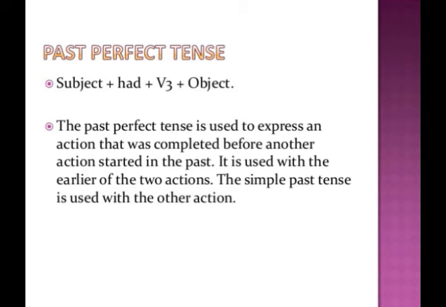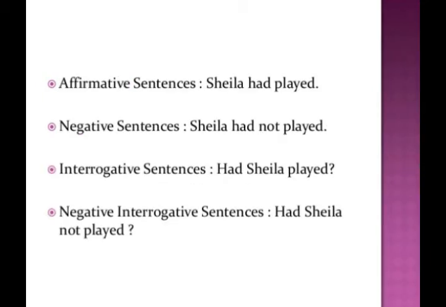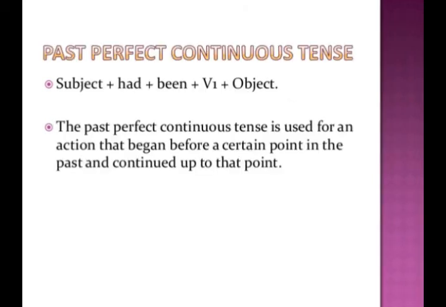For example, Sheila had played. Sheila had not played. Had Sheila played? And the negative interrogative is had Sheila not played? Now the next is past perfect continuous tense. Its formula is subject plus had plus been plus first form of verb plus ing plus object.